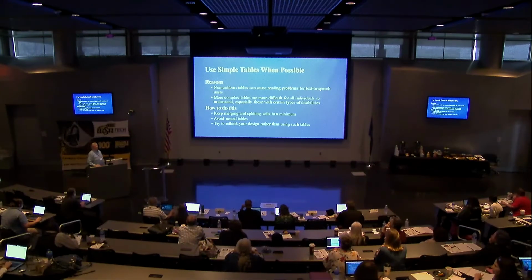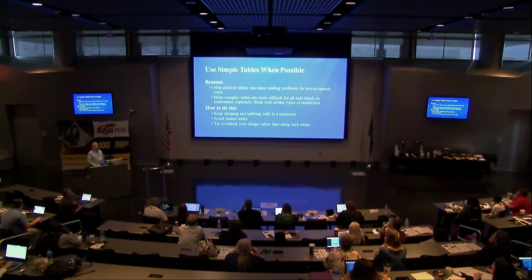For example, you may have a table that has 5 columns, and you want the title of the table to span across all 5 columns. So you merge that first row to be one cell across all 5 columns. That's fine. Screen reader technology will not have a problem with that. Okay.